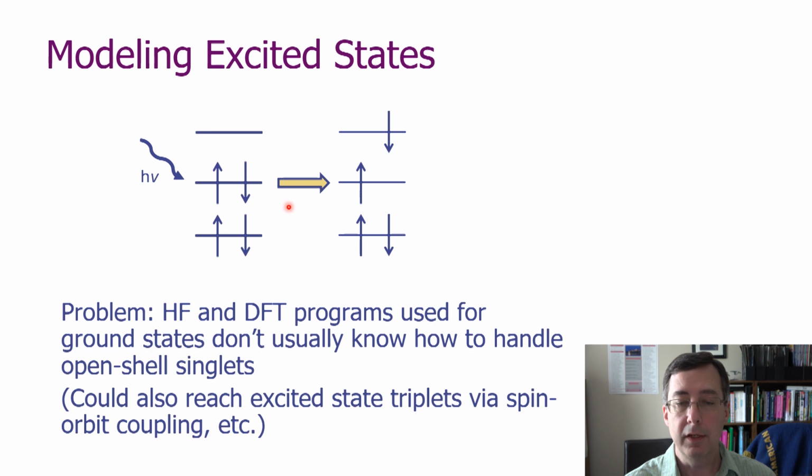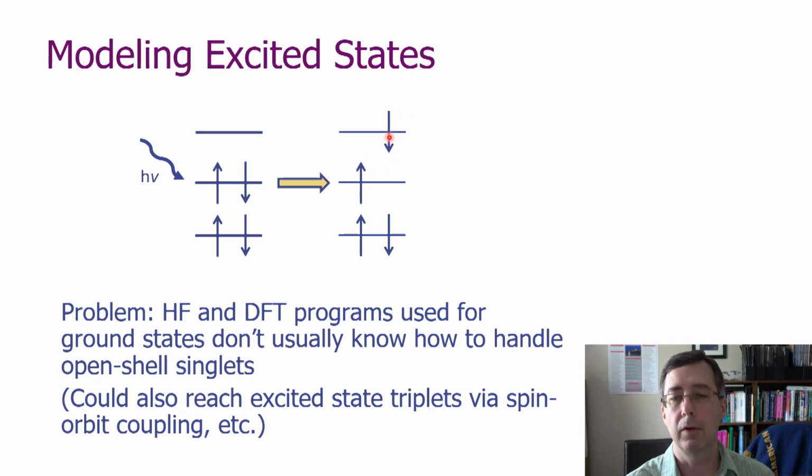Now, one issue, you could say, well, I could just compute the energy of this Slater determinant, and then I could subtract the energies one from the other, and then that would tell me what the excitation energy is. In principle, yes, but in practice, no, because most Hartree-Fock and DFT programs don't know how to compute the energy of an open shell singlet like this, where the electrons are not paired up, and I've promoted one but not the other to some higher energy state.